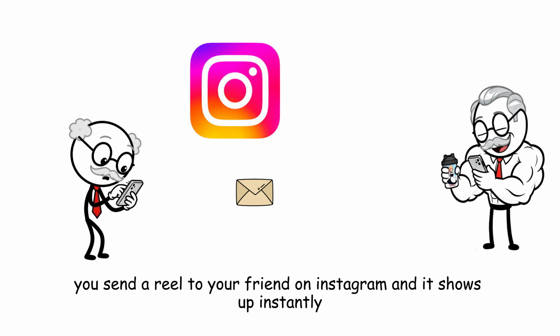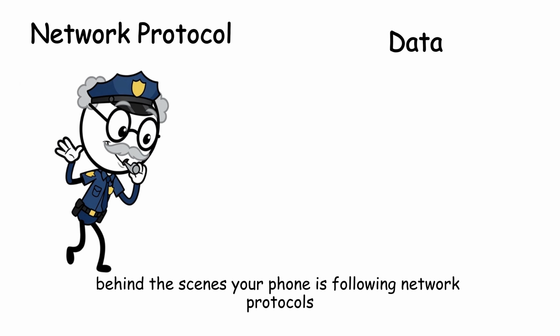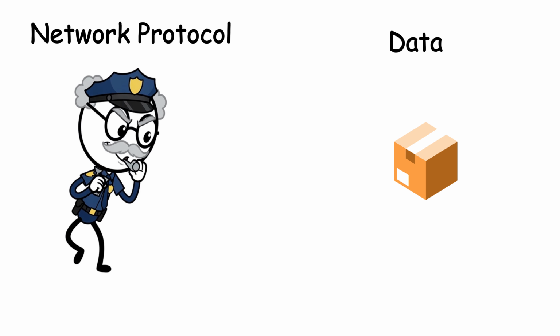You send a reel to your friend on Instagram and it shows up instantly. But how does your phone know where to send it? Behind the scenes, your phone is following network protocols. Think of these as the rules of the internet.